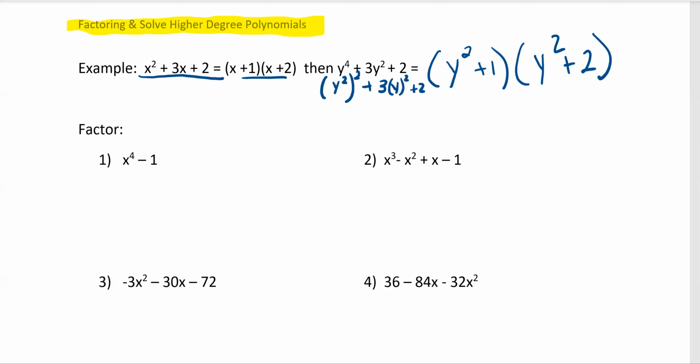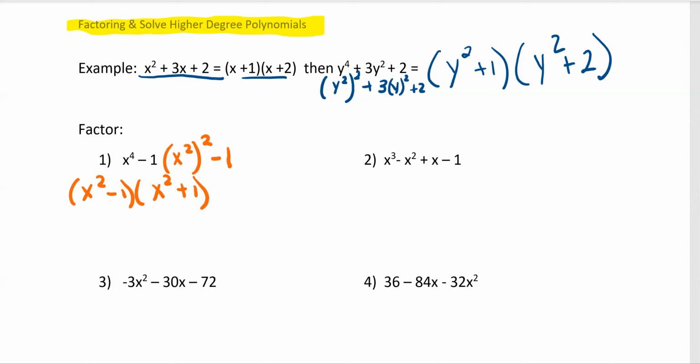We want to factor x to the fourth minus 1. This is really x squared squared minus 1. So it's following the pattern of difference of perfect squares. So it's going to be x squared minus 1 times x squared plus 1. And you can see that if you multiply x squared times x squared, you get x to the fourth. The middle term will be 0, and negative 1 times 1 is negative 1.